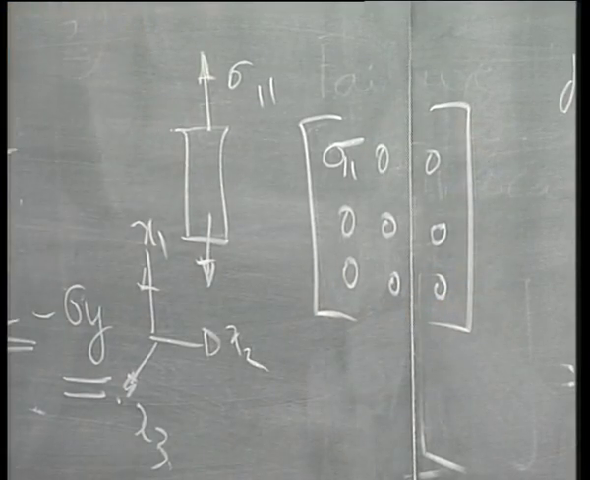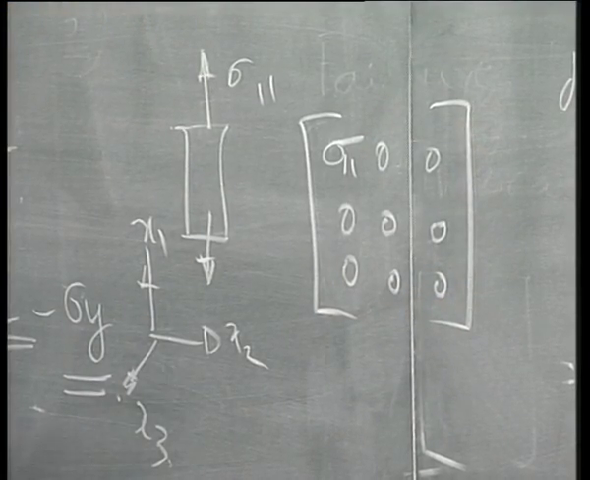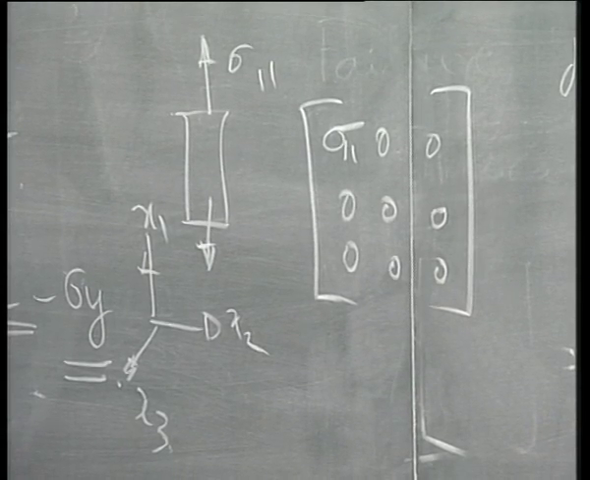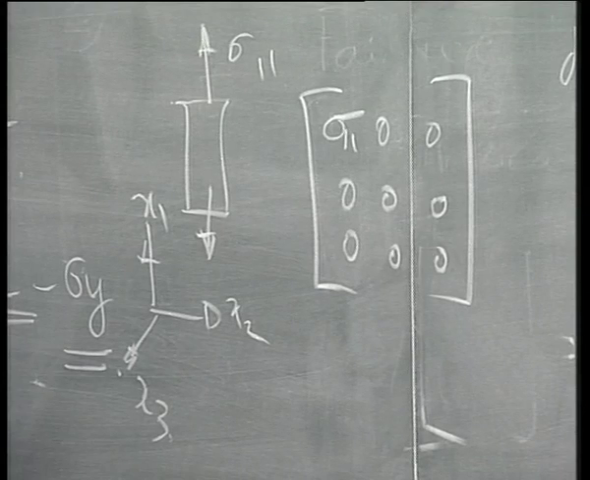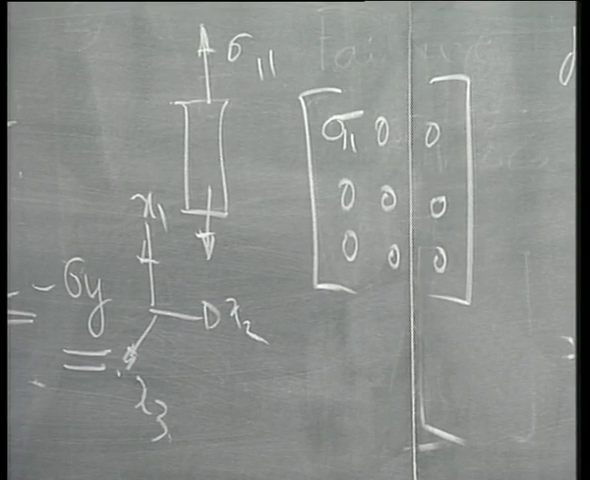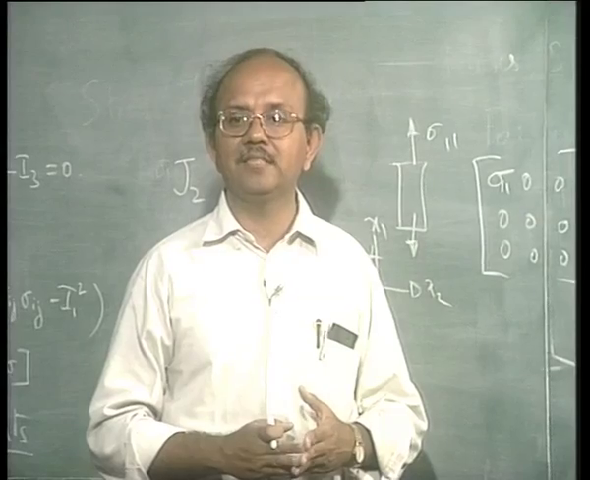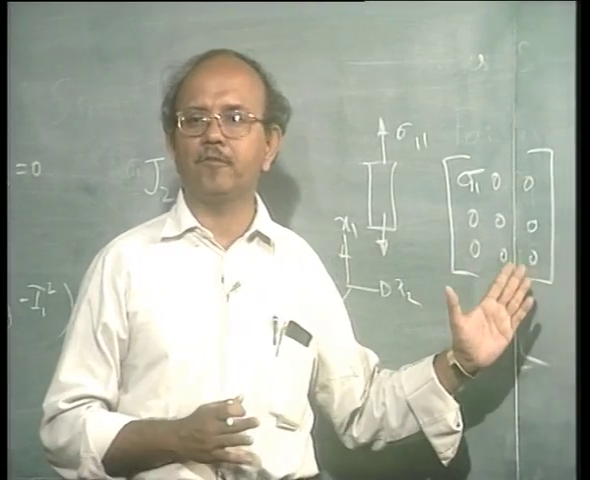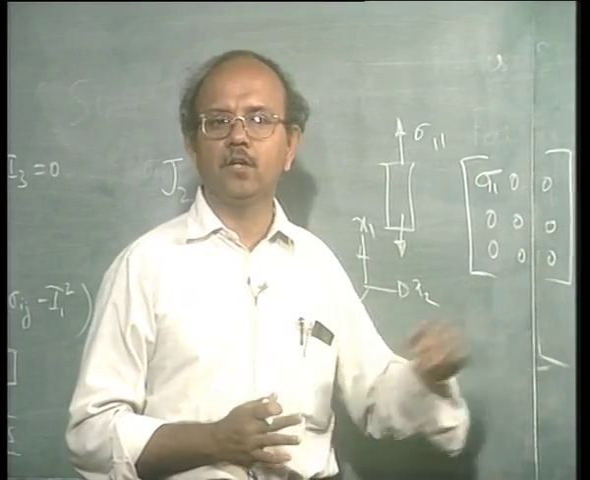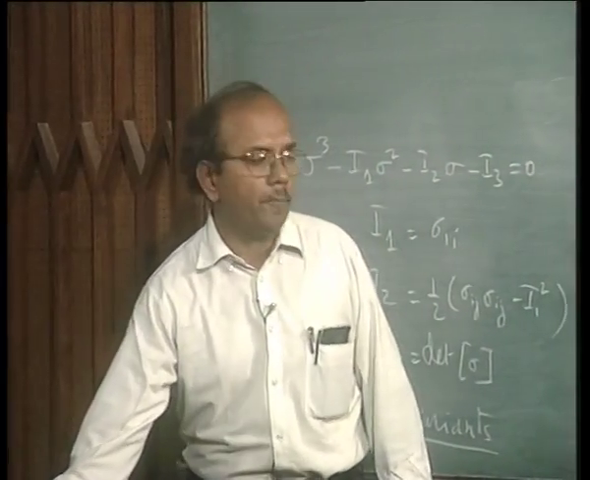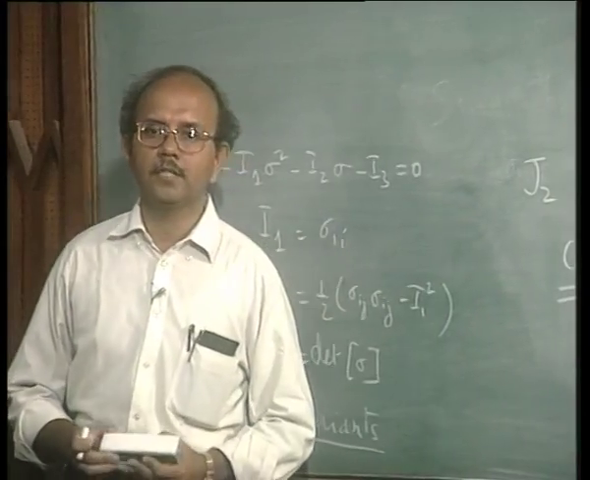Remember that this is only the stress tensor, not the deviatoric stress tensor. What is P in this case? Sigma 1 by 3, and hence I have to subtract that from this in order to get the deviatoric part. We will stop here and proceed to the next part in the next class.